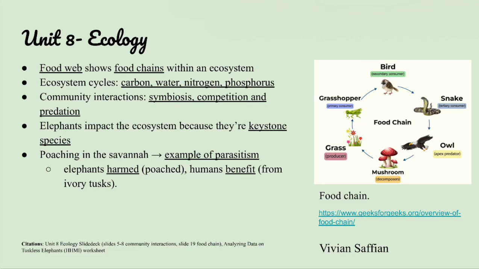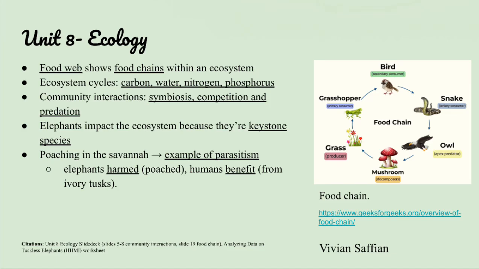Next is Unit 8, which is ecology. Ecology can be shown through a food web, which shows the food chains within an ecosystem. As shown on the picture, it shows the different types of animals and how they relate to each other and help each other grow and produce in the environment.